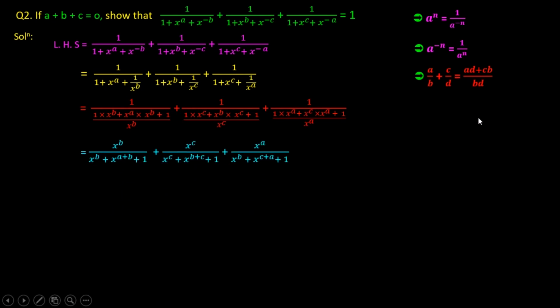Okay, like that. So here we have done the same thing. Here the denominator is 1, so we have to multiply with x to the power b. Here also we have to multiply with x to the power b, but here the denominator is x to the power b and the LCM is also x to the power b, so we don't have to multiply anything.